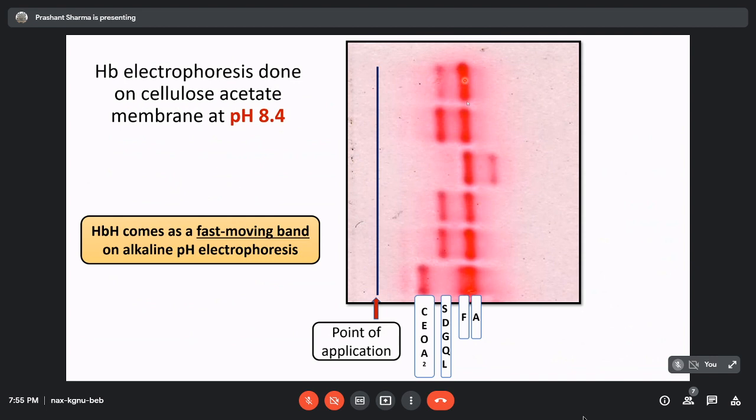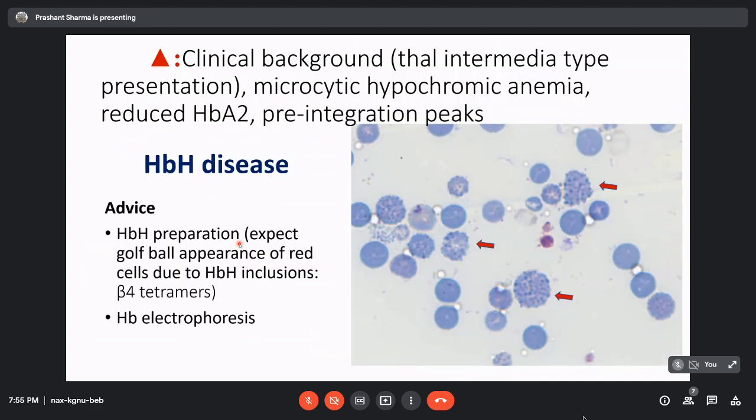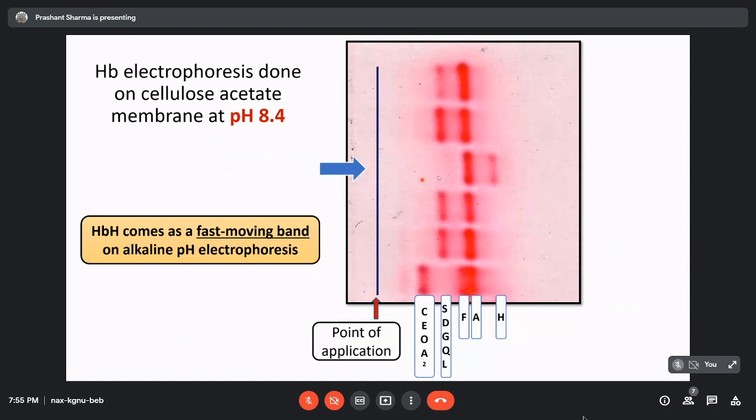Each lane here represents an individual patient. We're going to be seeing in a patient whether we have slow moving bands or fast moving bands. And HbH comes as a fast moving band. So this is the lane where our patient was, and we got a fast moving band corresponding to HbH. The slow moving band differentials are S, D, G, Q India, Lepore, which is slightly closer to adult hemoglobin, and C, A2, and E, which come closer to the point of application. Hemoglobin F is also a slow moving band, but it is much closer to the adult hemoglobin.